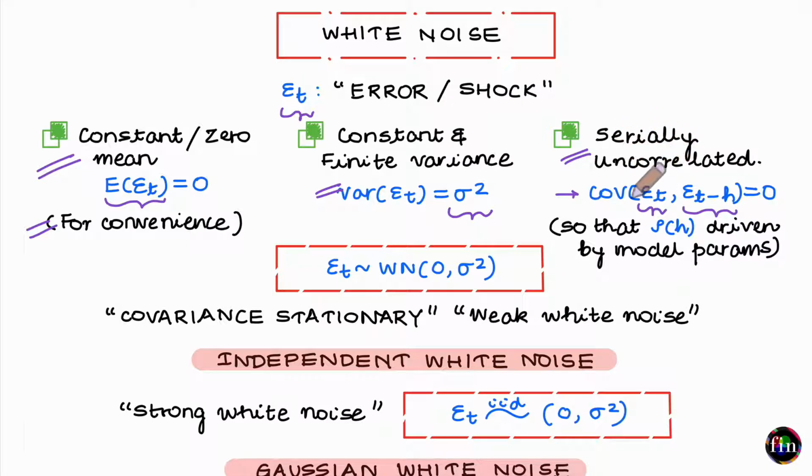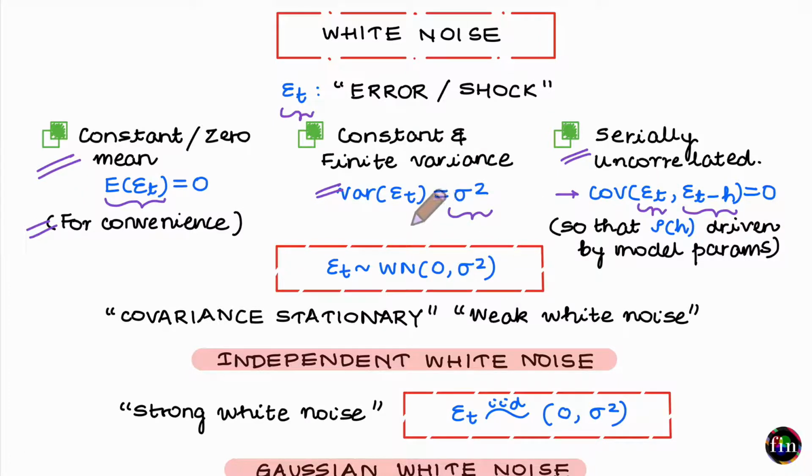The reason why we have imposed this condition on the white noise is that we want the autocorrelation of any time series y sub t to be purely driven by the chosen model parameters of that time series. We don't want the autocorrelation of time series y to be in any way determined by the autocorrelation of the epsilons. Okay, so we will see that this property that white noise is serially uncorrelated comes in very handy when we write down the autocorrelation function of any time series that we study.